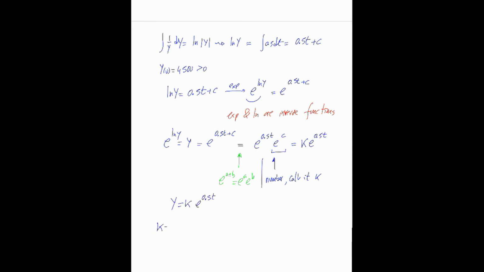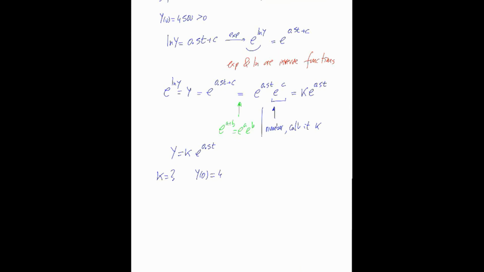How do we find k? Well, using the initial condition, which we have not used, that we started with a value of 4,500. Now you plug in t equals 0 here, you get k e to the 0, and e to the 0 is 1, so it is k. So 4,500 equals k, and our solution, depending on time, is 4,500 e to the 0.5t.